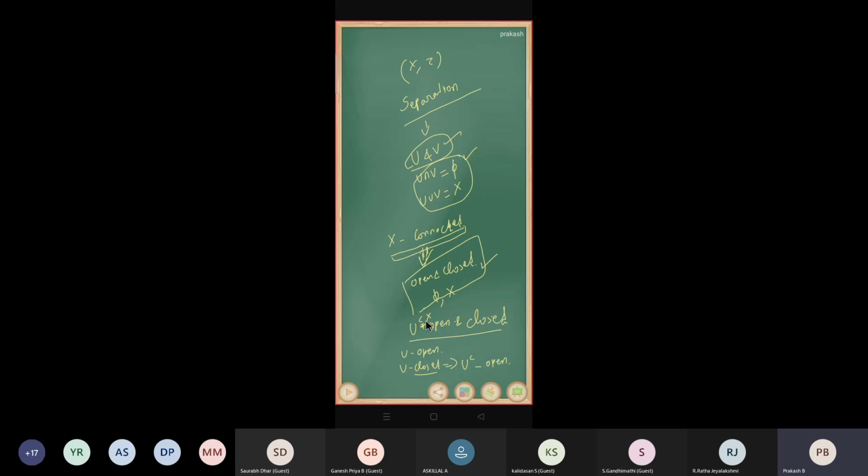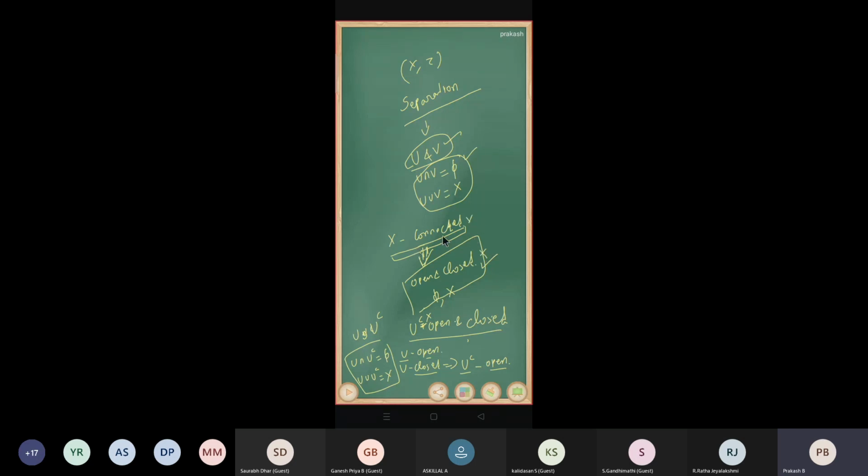So we have the sets U and U complement, which are both open, their intersection is empty, and their union is capital X, right? So they form a separation. So U and U complement form a separation. Therefore, X is not connected. Okay, so if this does not hold, then that does not hold either.